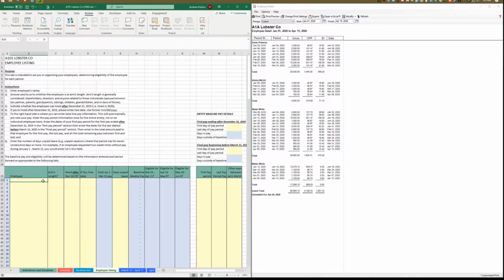So the first thing we're going to do is go about and enter the names of each employee as they appear on the payroll report.